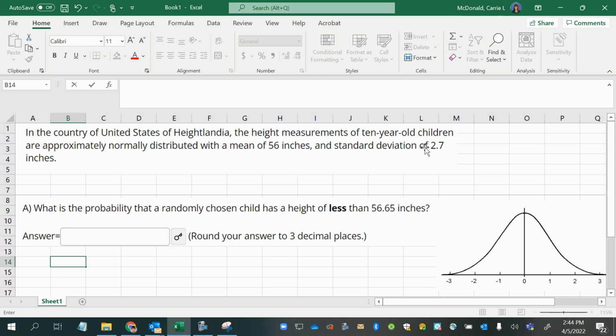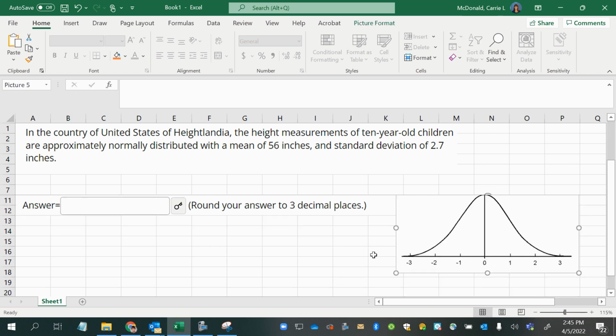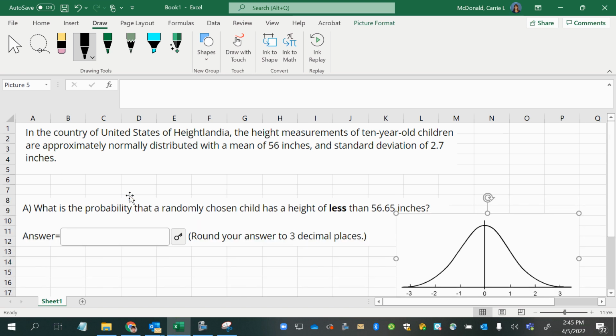Now, first of all, we have a normal distribution that is not standard because the mean is not 0 and the standard deviation is not 1. However, you can take the x value that's given and the mean and the standard deviation and find out where it falls on the z-curve. So first, I'll just take some information given so far. The mean is 56. I'm gathering that from right here. The standard deviation is 2.7.